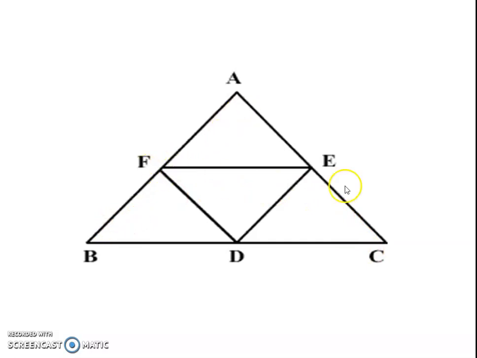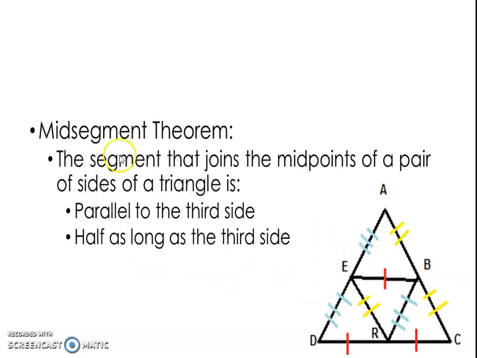AB has midpoint F, AC has midpoint E, and BC has midpoint D. What is a midpoint? We know exactly the midsegment theorem. The segment that joins the midpoints of a pair of sides of a triangle is parallel to the third side and half as long as the third side.